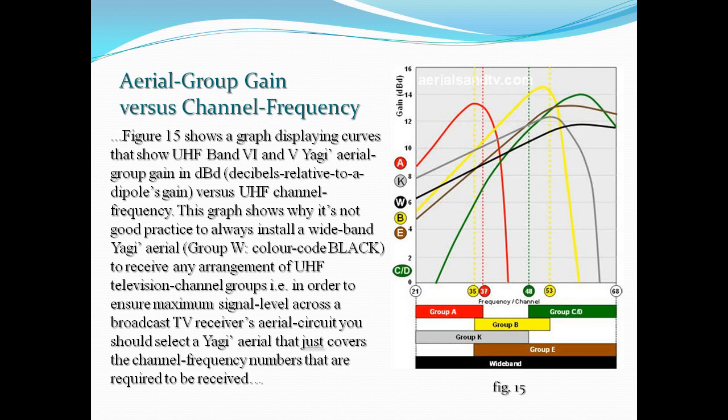So as you increase gain, you'll decrease bandwidth to keep the value which you get if you multiply those two quantities equal. Gain times bandwidth equals a constant, that is. Looking at the channels that are covered by the various aerial groups, the highest gain aerials, which are Group A, B and CD, cover the least number of channels, whilst Group K, E and W aerials cover a wider number of channels, but it's at the expense, as I say, of offering a reduced gain value and therefore a reduced signal voltage across the aerial circuit of your television set.